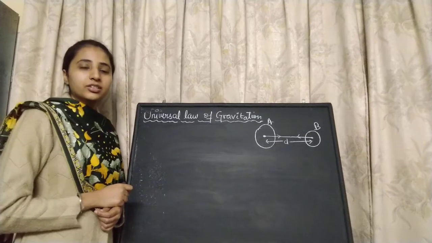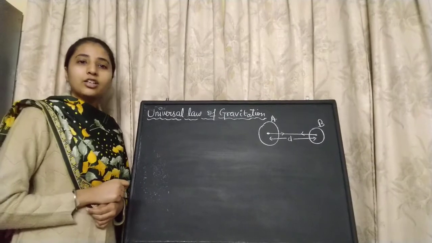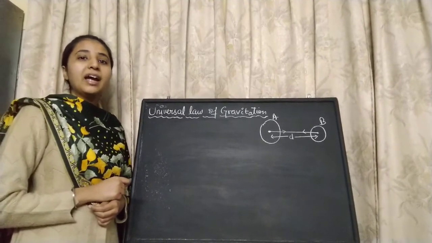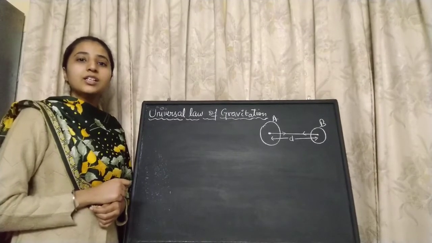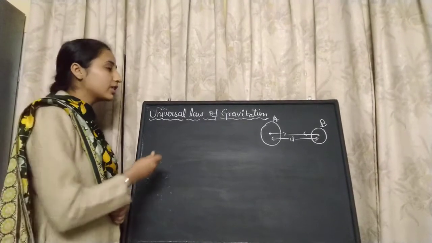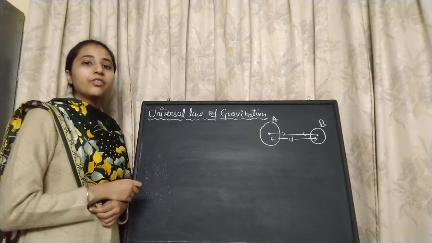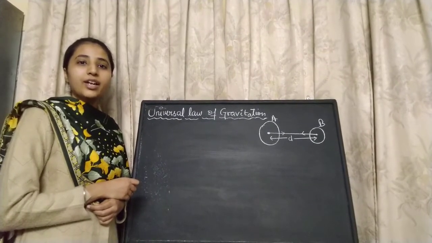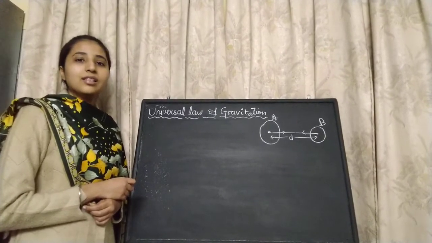Good morning, students. Now, as we all know, we are attracted towards the earth with the help of gravity. So, in today's topic, we will discuss the universal law of gravitation to calculate the measure of the force with which we are attracted towards the earth. This law was given by Sir Isaac Newton.